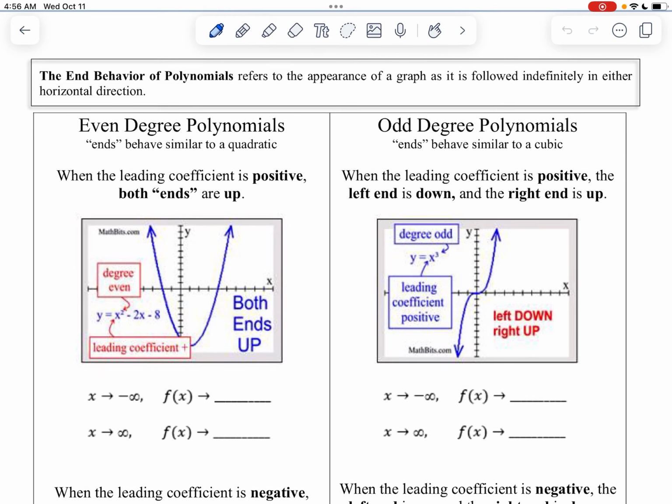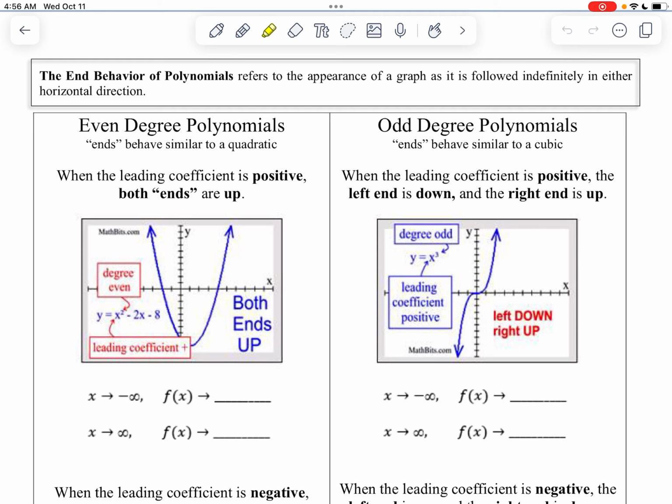We're going to look through the second half of lesson 2, the end behavior of polynomials. What the end behavior of polynomials is referring to is what the graph is doing if we follow it indefinitely in the horizontal direction. So let's take a look at this first graph to the left.